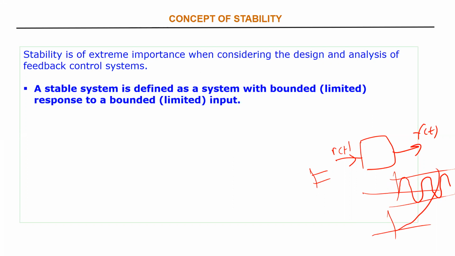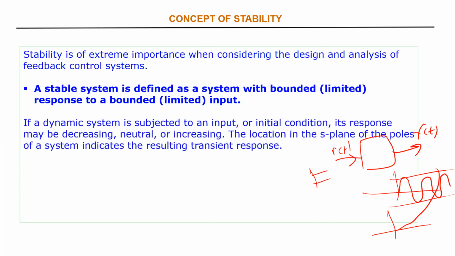Of course, there are many ways of defining stability. For example, if you go to nonlinear systems, you will have a certain type of definition of stability. If you are talking about state space representation, you have another definition. But at least in this course, we will be talking about bounded input, bounded output stability.